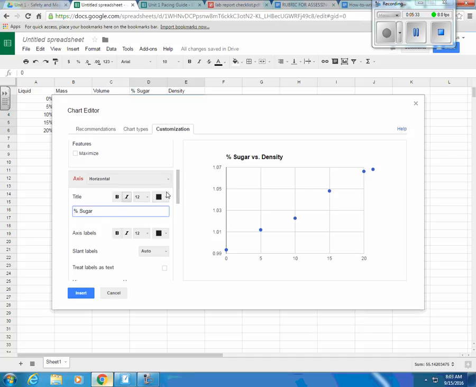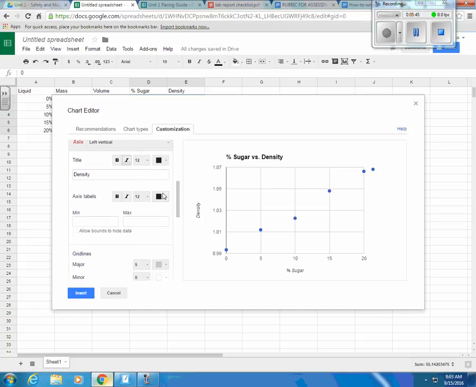Give it a title. And then we have this drop box, and we go to the left y-axis, and this is your density. Okay, so that's going to give you your titles. You need your titles in your lab report.